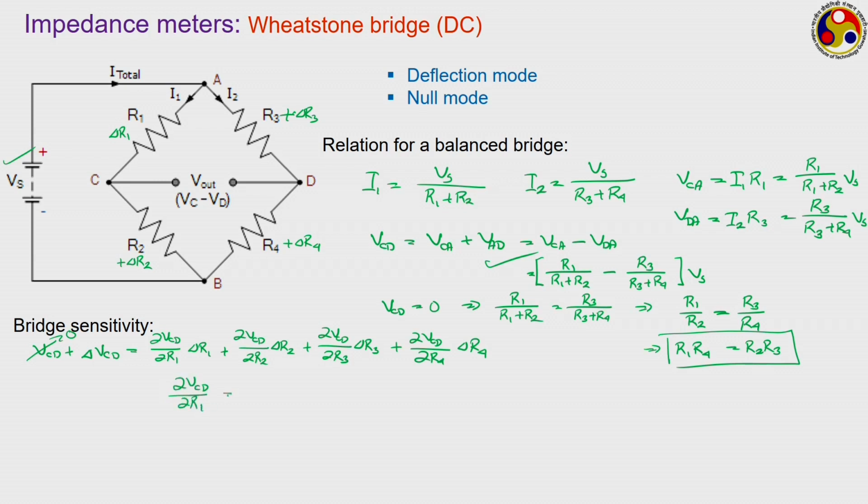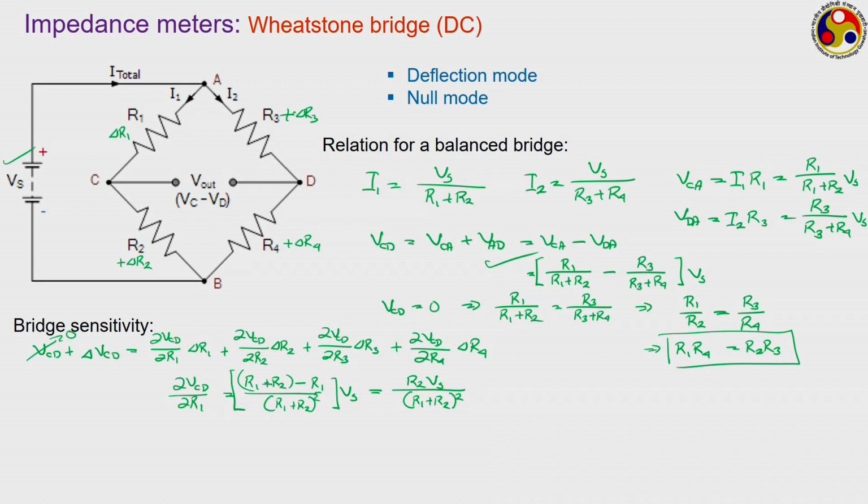This is simple differentiation, and I can show you one example. dou VCD dou R1 will be equal to 1 upon R1 plus R2 into 1 minus R1 divided by R1 plus R2, whole into Vs, which is equal to R2 Vs by R1 plus R2 whole square. This way you can calculate the other 3 components and get an expression for the sensitivity.